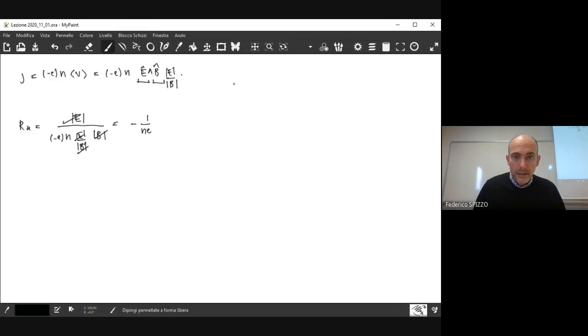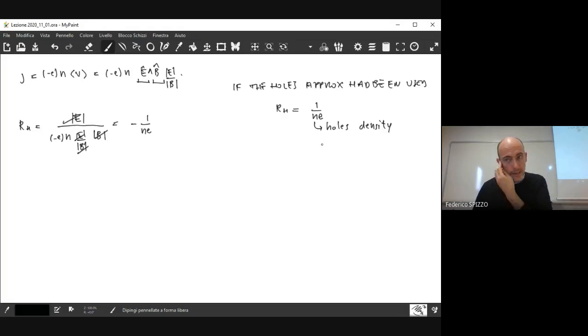Please consider that if the Hall approximation had been used, the final result would have been 1 divided by n e, where n is the Hall density. So what may we say about this expression?